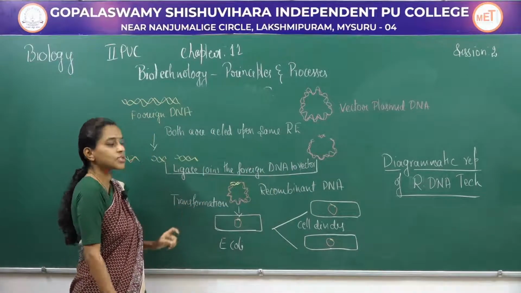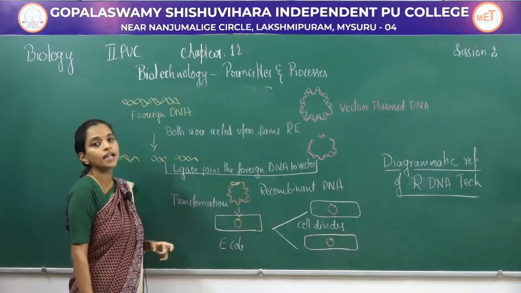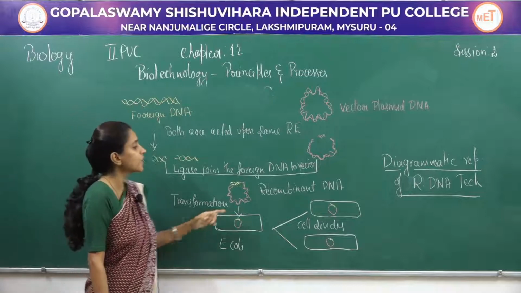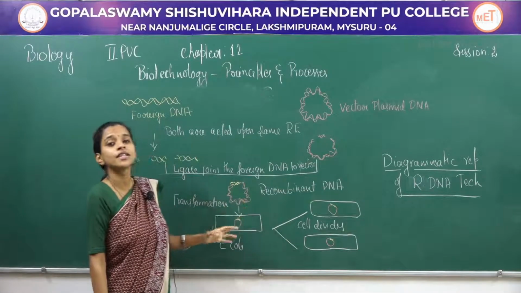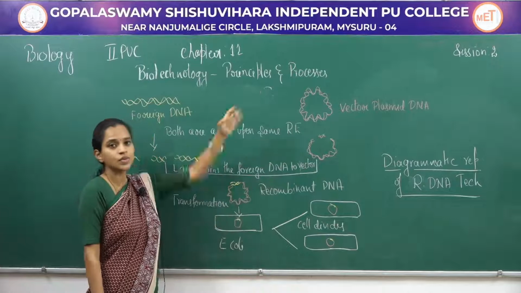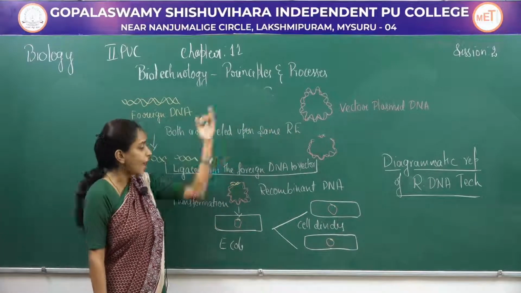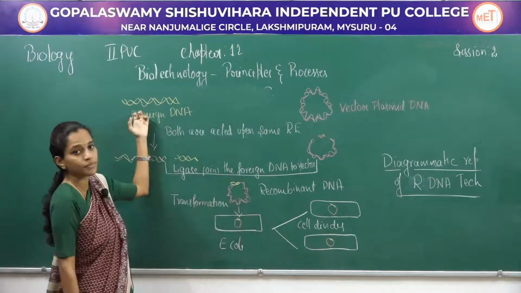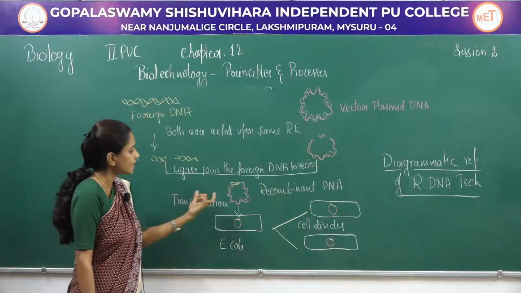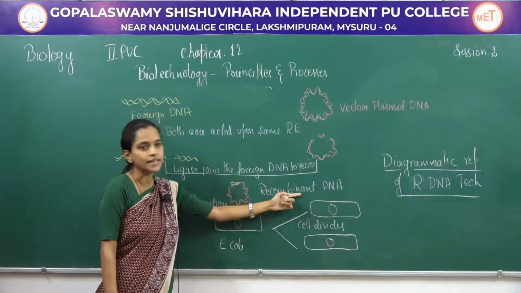Once that incorporation is successful, this particular plasmid is termed recombinant DNA because it has a DNA sequence which we have obtained from the vector and a DNA sequence which is obtained from the foreign DNA. That is what is called a recombinant DNA.